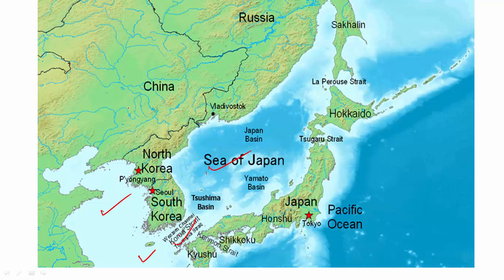Now you can see the border of North Korea here. It is with China. So it is bordering with only one country, mainly China. There's a small border shared with Russia as well, but mostly it is with China.